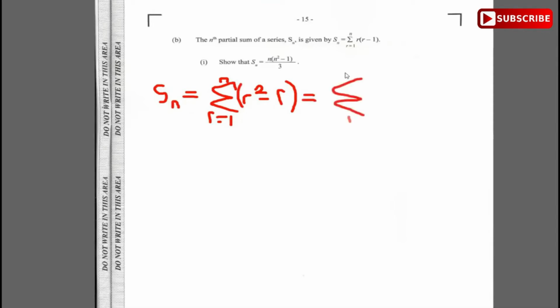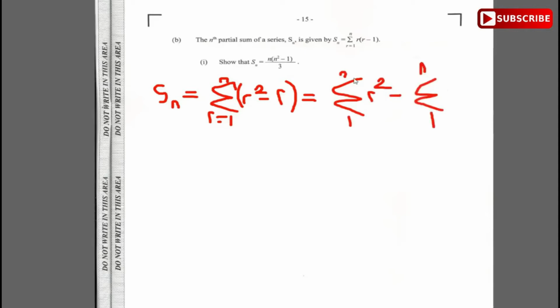Using the formula method, we're going to have that Sn is equal to the sum from r equals 1 to n of, instead of saying r times r minus 1, we're going to write it as the sum of r squared minus r. And then we know using summation laws, we can rewrite this as the sum from 1 to n of r squared minus the sum from 1 to n of r.